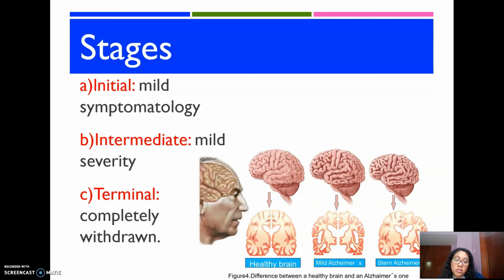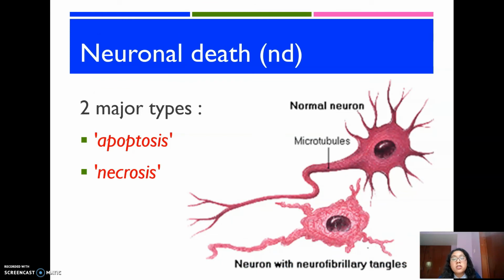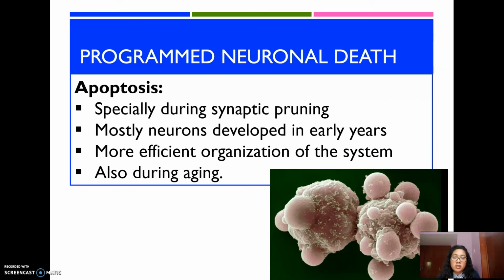And which type of neuronal death? Well, we have two major types of neuronal death, apoptosis and necrosis. Apoptosis happens when the neuron doesn't have enough synapses to stay, so it's not really used. And what will happen? Well, the neuron will start dying. We have neuronal death. This type of death happens because the brain needs a more efficient organization of the system, so it is a natural process. That is why we said before that at the age of 20 years, the neurons start dying.